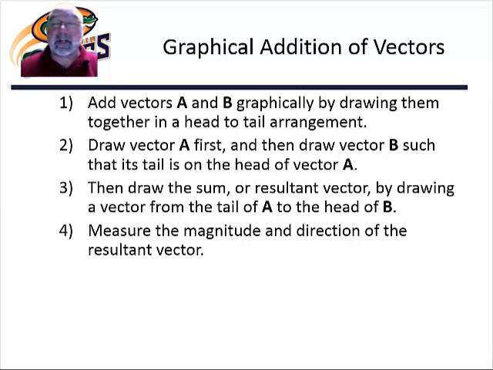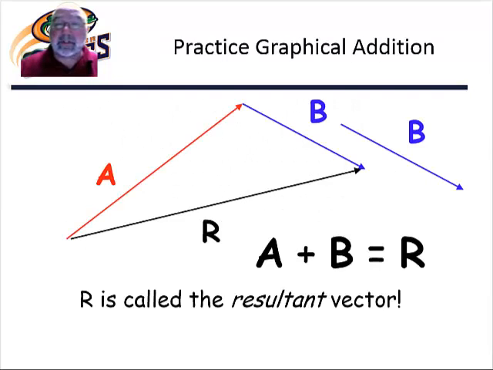Then we're going to draw the sum or the resultant vector by drawing a vector from the tail of A to the head of B. Or I like to say from the tail of the first vector to the head of the last vector. Then we're going to measure the magnitude and direction of the resultant vector using a ruler and a protractor. Okay, now let's move on for some more information.